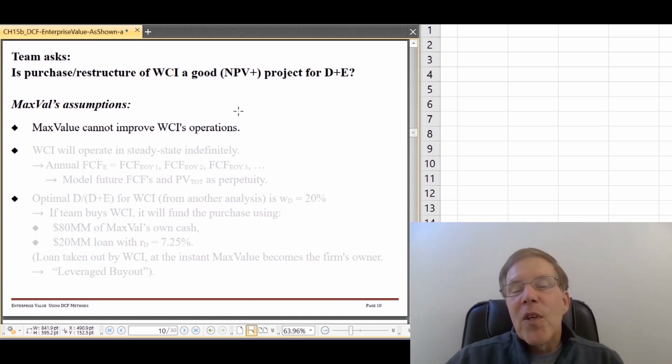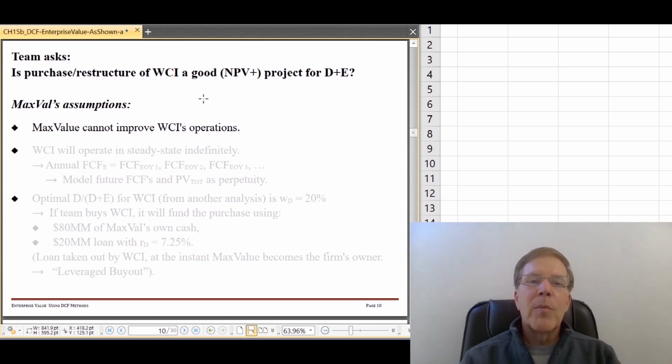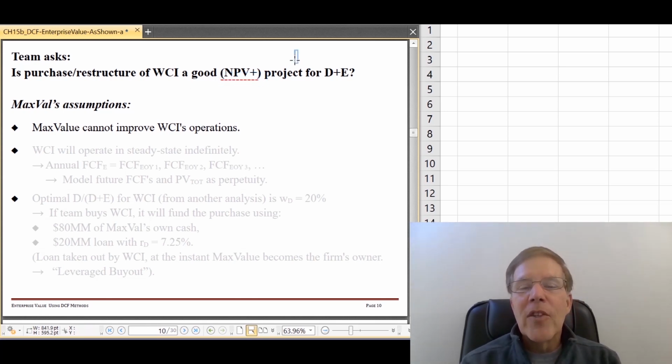So the team, the debt and equity team, the financial stakeholder team, wants to know if it should purchase and restructure WCI. So what does that always come down to for us? Is it an NPV-plus project, right? Whenever we're using discounted cash flow methods, that's how we measure whether or not a project is good, because NPV is the one DCF method that always works. So we're going to use that.